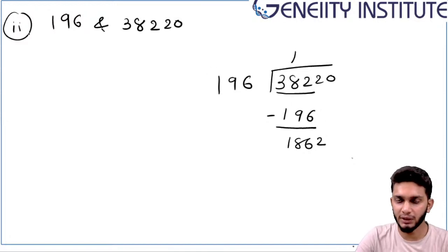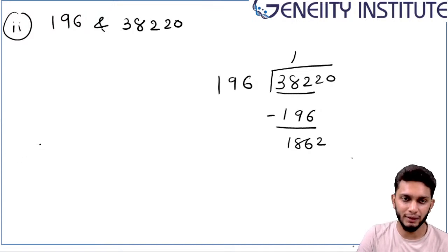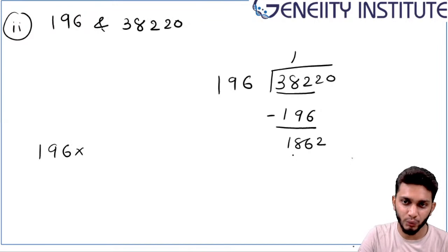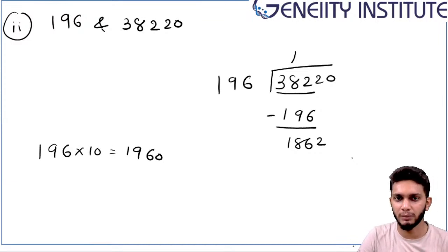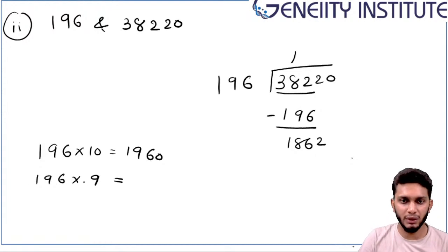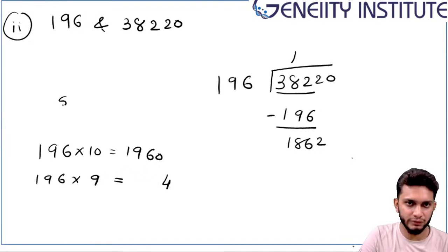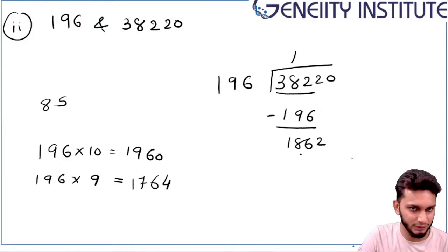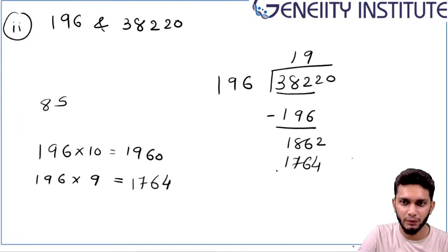Now what to do, division by 196. Multiply by what so that we reach 1862? So 196 multiplied by 10 is 1960, which is bigger, so 9. 196 into 9, again subtraction and multiplication. 9 6s are 54, so 4 and carry 5. 9 9s are 81 plus 5, so 86, so 8 and carry 6. 9 1s are 9 plus 8, 17, so 1764, less than this. So 196 multiplied by 9 is 1764.